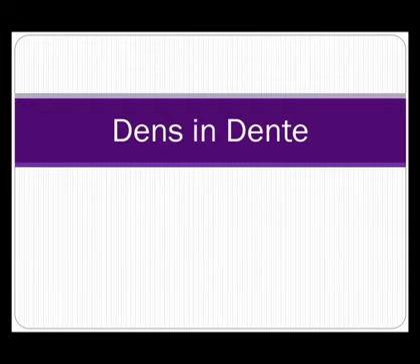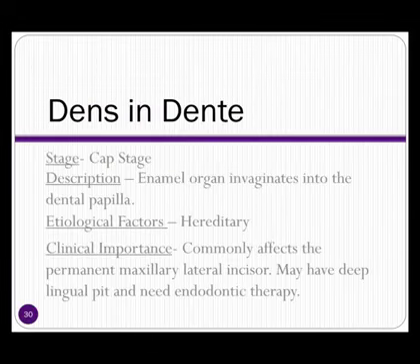Anyways, that's a pretty good demonstration of what we're going to talk about with dens in dente, which means a tooth inside of a tooth. So this happens during the cap stage of tooth development as proliferation is occurring. The enamel organ will invaginate into the dental papilla and continue to grow, creating a tooth within a tooth.